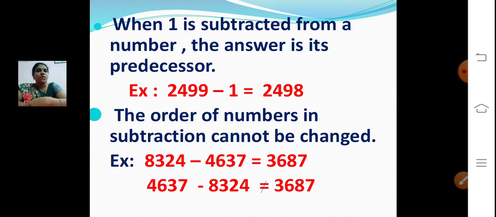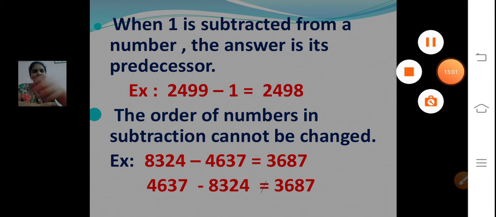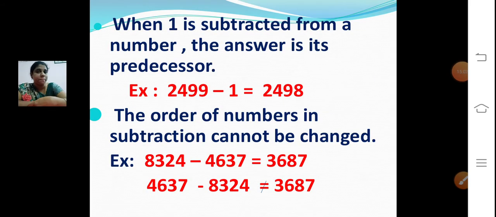When 1 is subtracted from a number, the answer is its predecessor. What do you mean by predecessor? Predecessor, the before number, right? When you subtract 1 from a number, the answer is its predecessor.